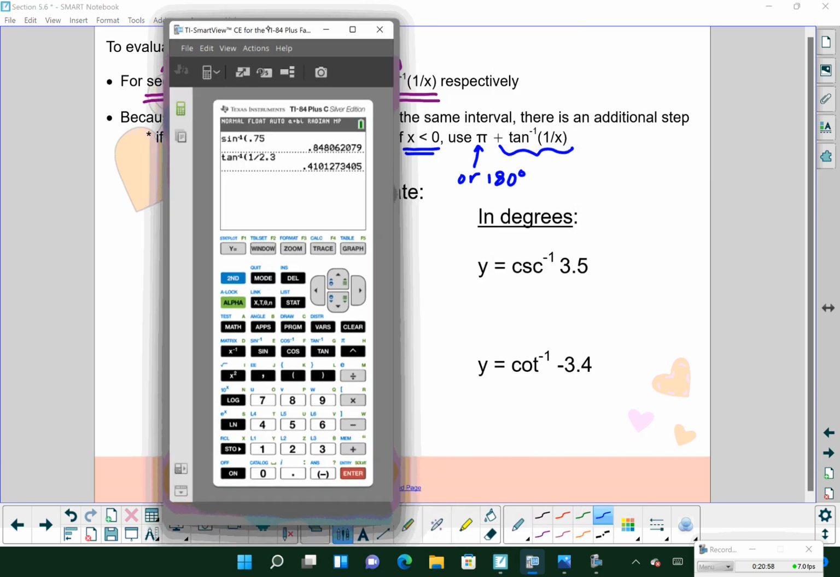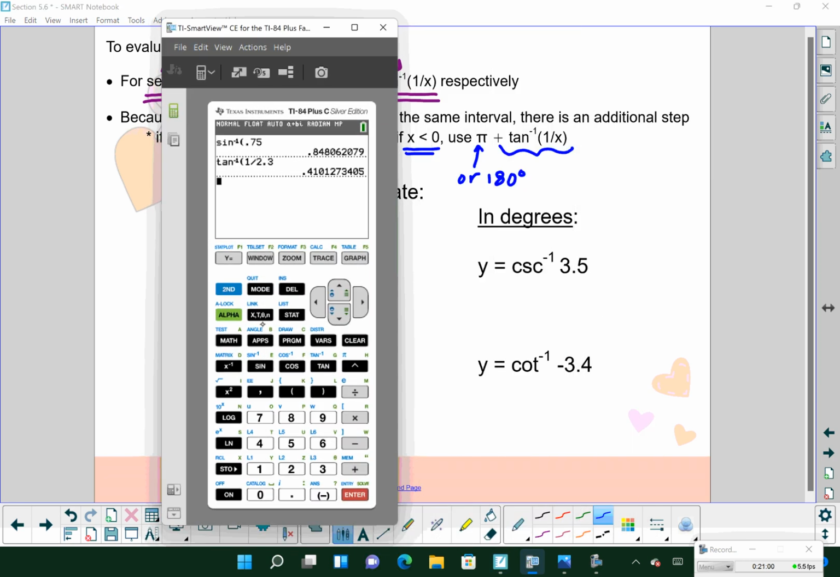Okay. Let's look at the next one. We want degrees, so we're going to hit mode, and we're going to change to degree. Quit to go back to my home screen. I want to do the inverse cosecant of 3.5.